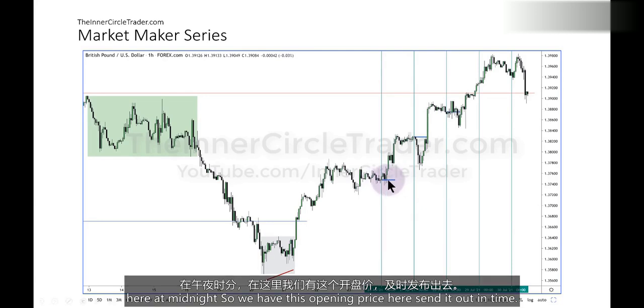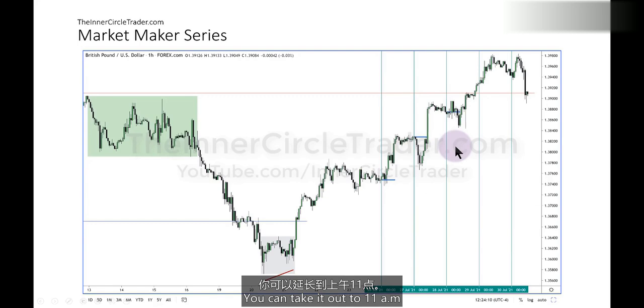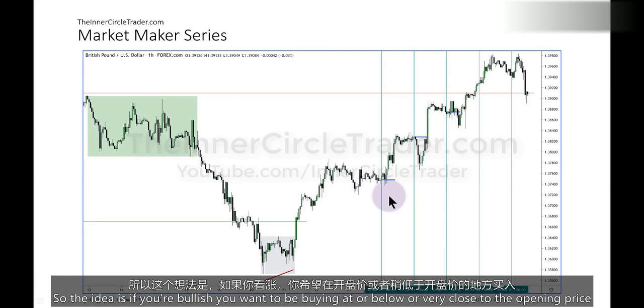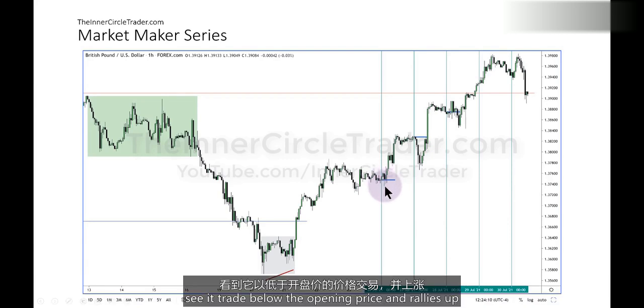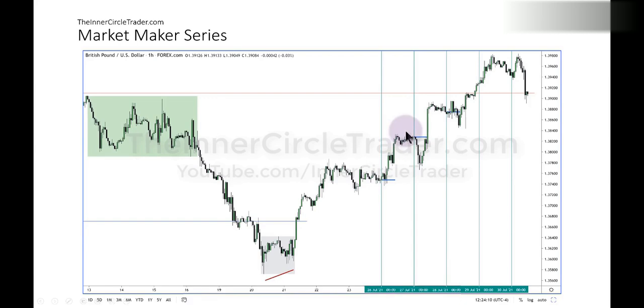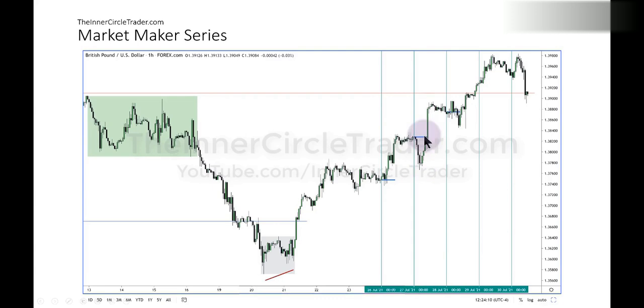So we have this opening price here, extended out in time. How far is this going out? It's just showing till 10 a.m. You can take it out to 11 a.m., which basically is the heart of London close. So the idea is if you're bullish, you want to be buying at or below or very close to the opening price each day. We see it trade below the opening price and it rallies up. Day here, it opens and trades down all through London and then rallies higher on the day.